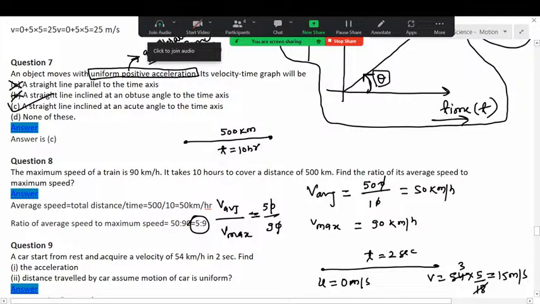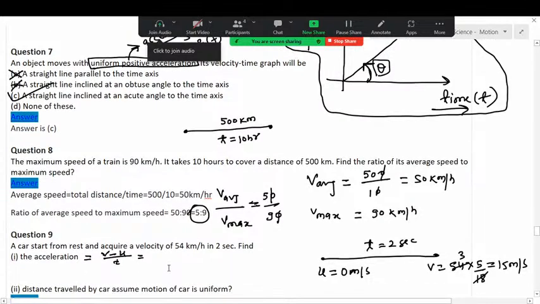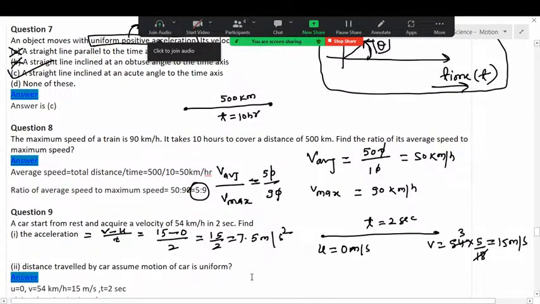Can you tell me what is acceleration? Which formula do you use? V minus u over t. And if I ask you to figure out your answer, you can just put the value of v equal to 15, u equal to 0, t equal to 2, that is 15 over 2, that is 7.5 meter per second square.